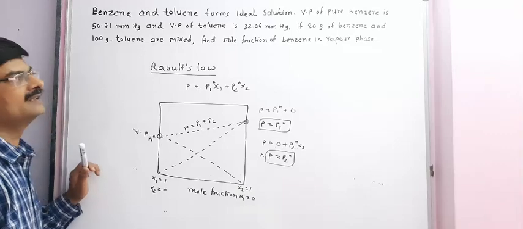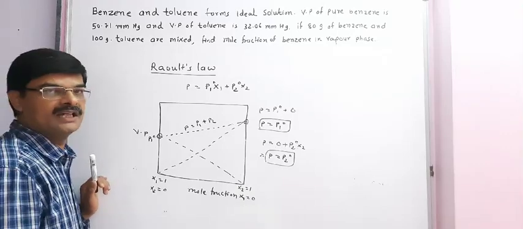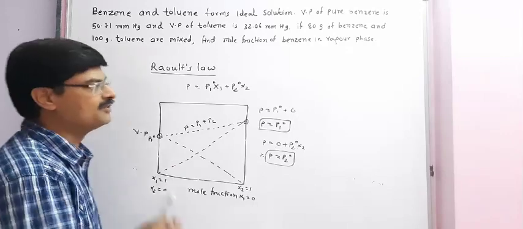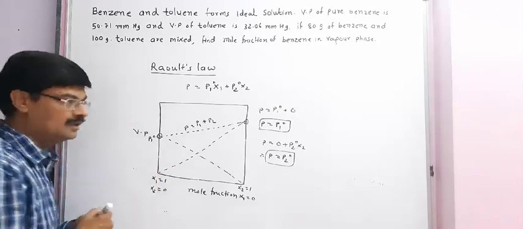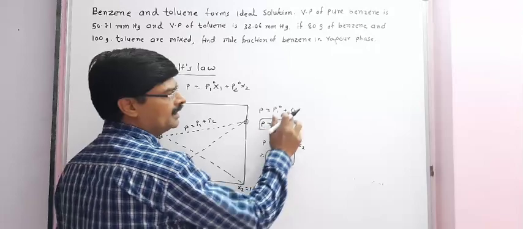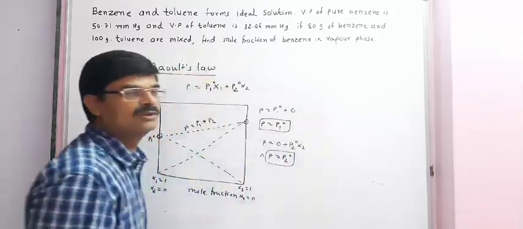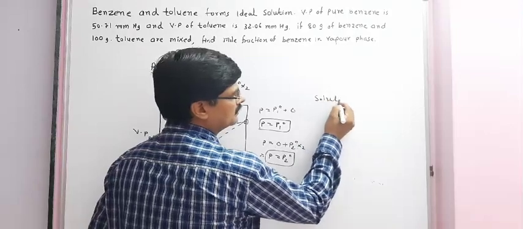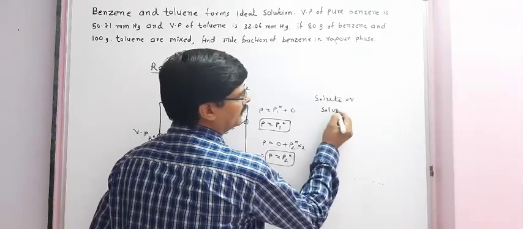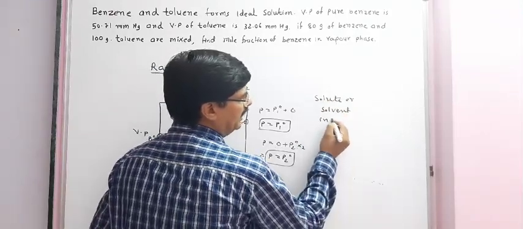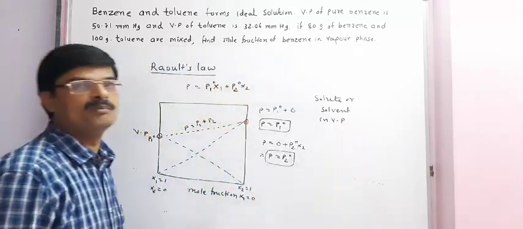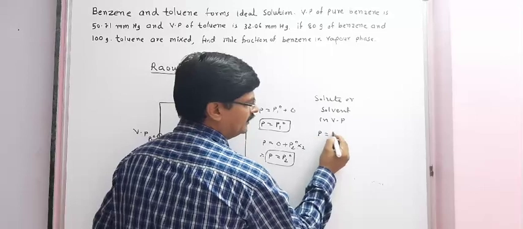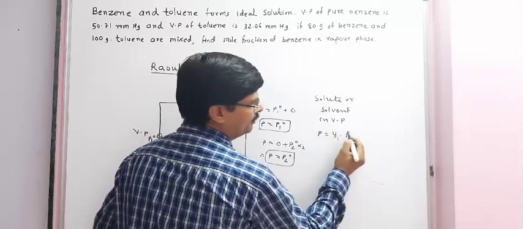Now to understand this Raoult's law for both volatile solvent and solute, we have one numerical to solve, by which we can understand it in a better manner. Also we have to remember, if we want to find out the mole fraction of solute or solvent in vapor phase, that is in composition, then P is equal to Y1 into P total.